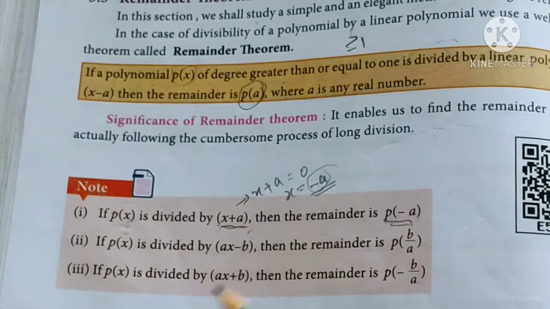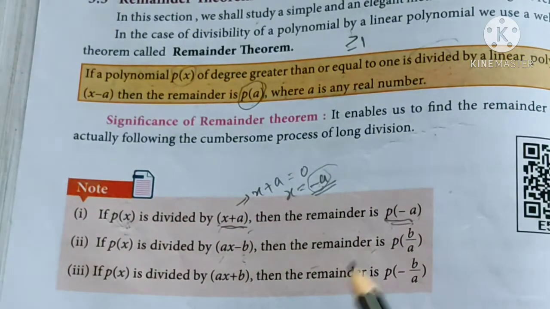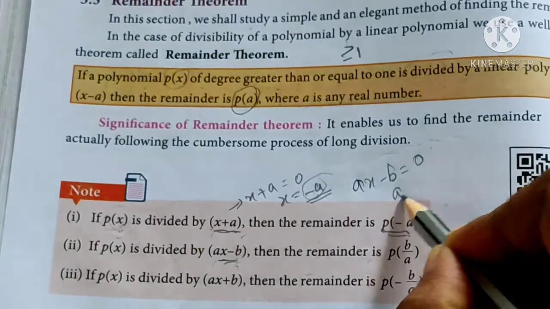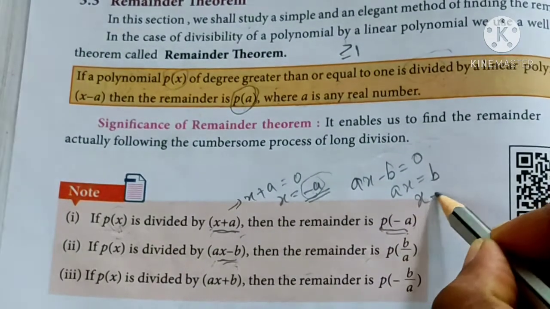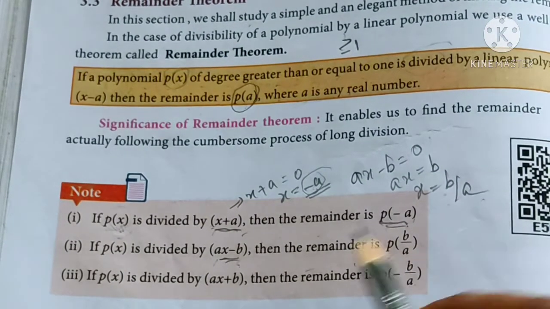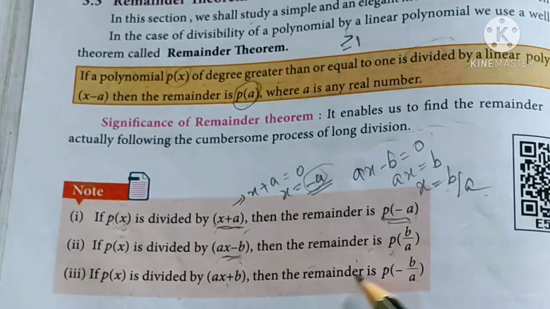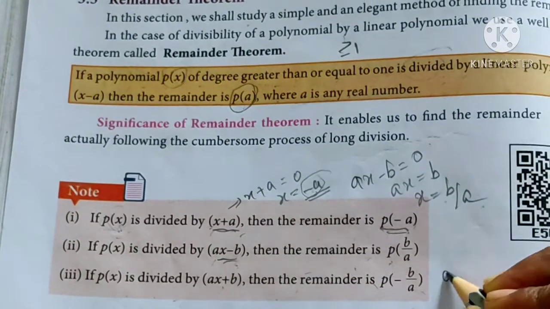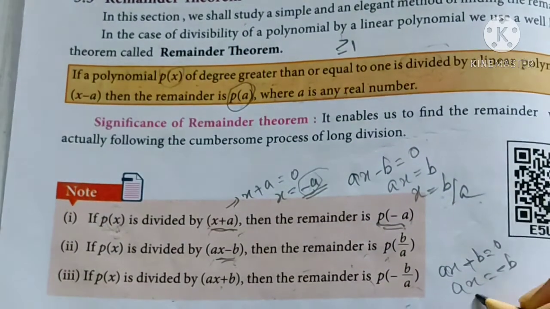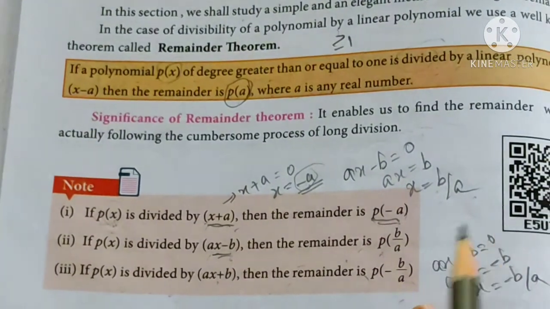Then the second point: if p of x is divided by ax minus b, then the remainder is p of b by a. Here, consider ax minus b equal to 0, then ax equals b, so x is b by a. So the remainder is p of b by a. The third one: if p of x is divided by ax plus b, then the remainder is p of minus b by a. Take ax plus b equal to 0, then ax equals minus b, so x is minus b by a. So the remainder is p of minus b by a.